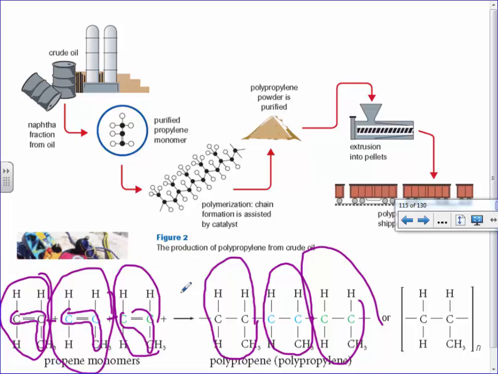This would be a propene like this. 1, 2, 3 with a double bond there, right? And if I were to get a second one of them, like this, what ends up happening in these polypropene molecules is they bust up the double bonds. So imagine I'm going to rip out this double bond right here, and I'm going to attach this guy here.